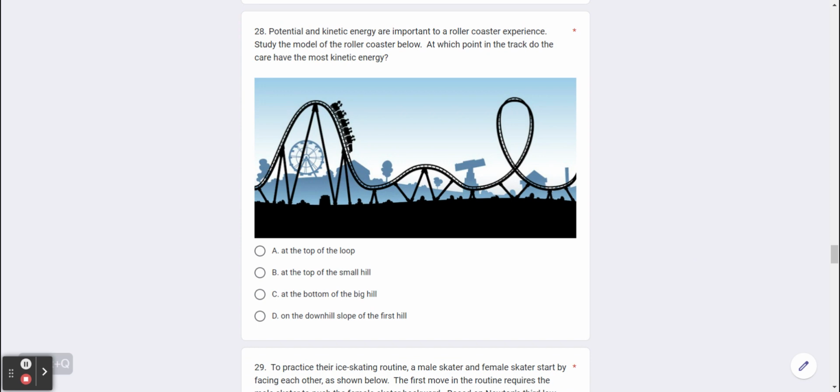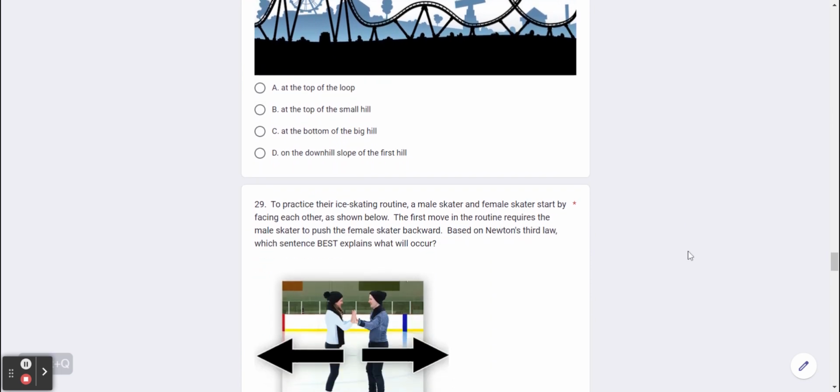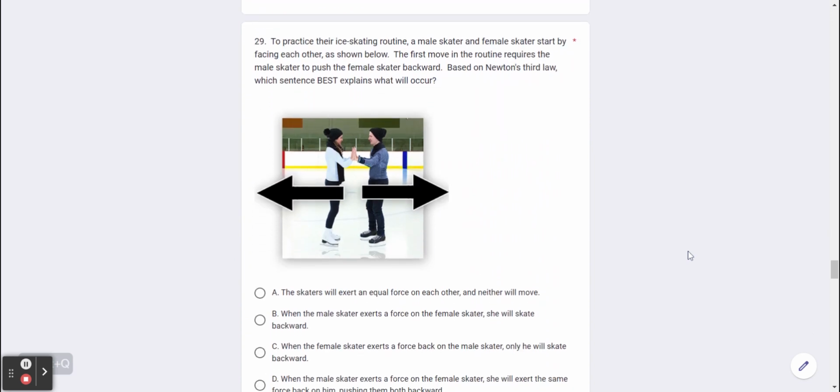28. Potential and kinetic energy are important to a roller coaster experience. Study the model of the roller coaster below. At which point in the track do the cars have the most kinetic energy? A, at the top of the hill, B, the top of the small hill, C, at the bottom of the big hill, D, on the downhill slope of the first hill.